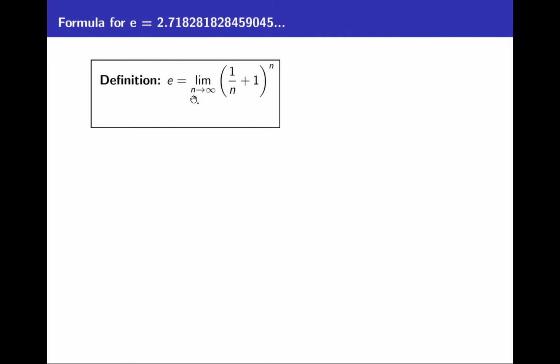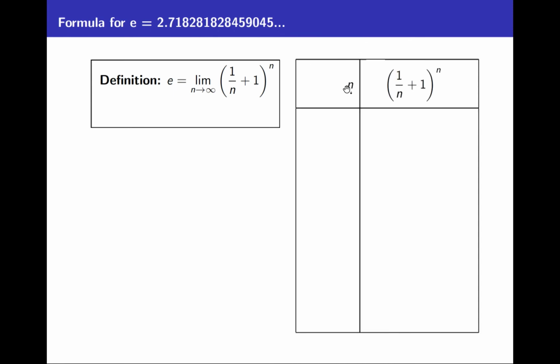Now it's probably easiest to think of this limit in terms of n being an integer that's getting bigger and bigger and bigger. e is the value that (1/n + 1) to the power of n approaches as the integer n increases without bound. And I'm going to illustrate that with a chart. We're going to take values of n that are integers that get bigger and bigger, and we'll look at the corresponding value of (1/n + 1) to the power of n.